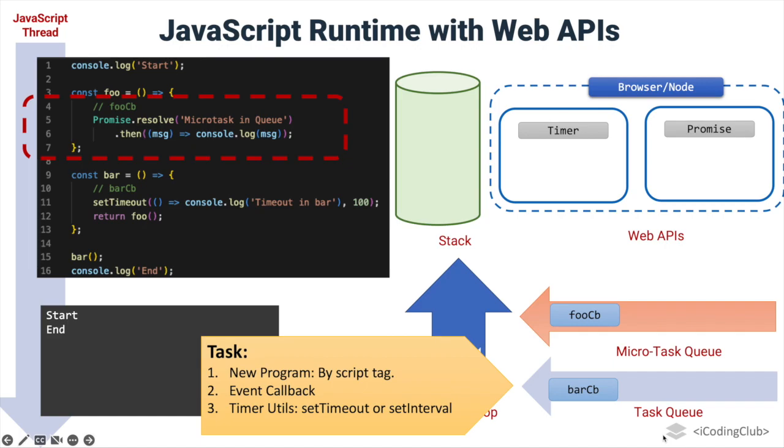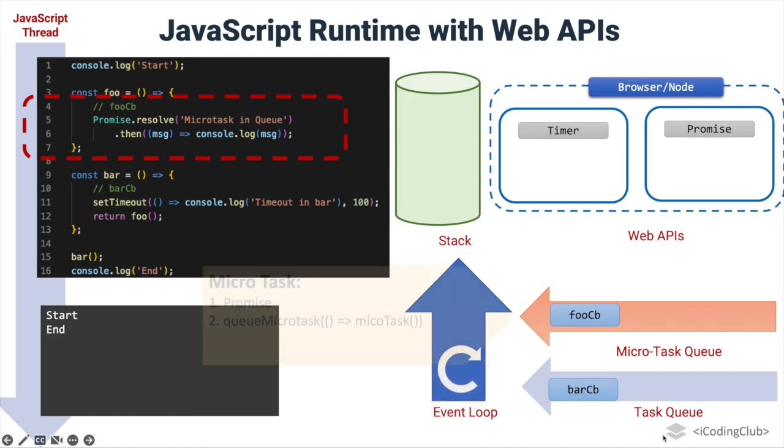So what are the types of tasks we have? Let's say a new program runs, or is called by a script tag. All those are normal tasks. Those come into the task queue. An event callback, when you click on a button, these are also tasks, so they will come to the task queue. And what we have seen so far, the result of timer functions, that is setTimeout or setInterval, all those go into the task queue.